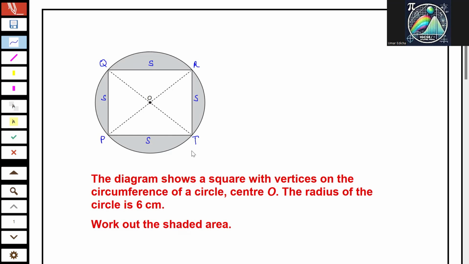Now to calculate the area of the shaded part, we will have to subtract the area of the square from the area of the circle. Now let's have it as area of shaded equal to the area of the circle minus the area of the square. So I'm going to calculate the area of the circle, given the radius as 6 centimeters. Now the radius is given as 6 centimeters. So OP will be 6 centimeters, and then OR will also be 6 centimeters.